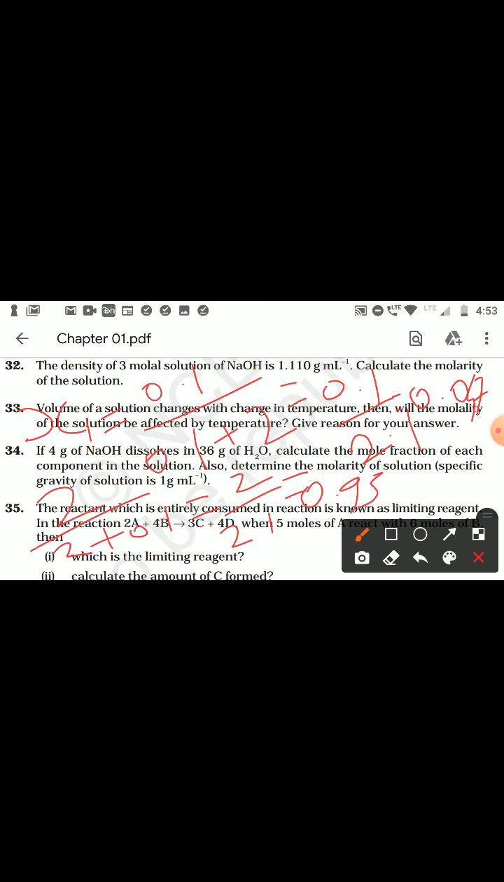Now, what I have to calculate finally is the molarity of the solution. So, for finding out the molarity of the solution, the definition is the number of moles of the solute divided by the volume of the solution in liters. So, the number of moles of the solute, we know that it is 0.1 moles. Okay. Then what we have to find out is the volume of the solution in liters. So that we have to find out, and that can be calculated.